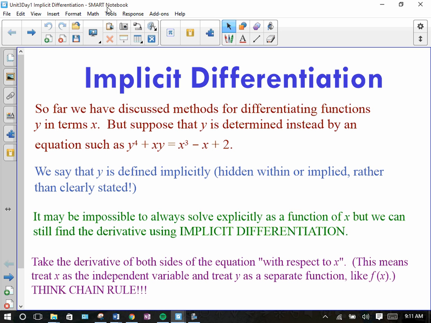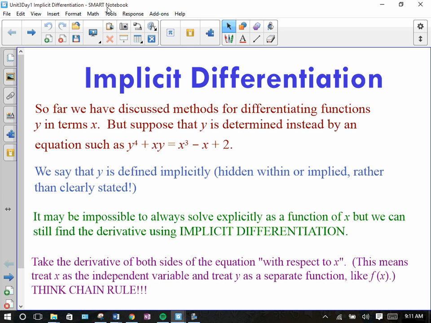Should have written that down. But what this means is that we're going to treat x as an independent variable, and we're going to treat y as a separate function, almost in a sense of like it's an f of x. Alright, so we're going to have x, which is the independent variable. We're going to have y in it as well, now, which is a function within a function.